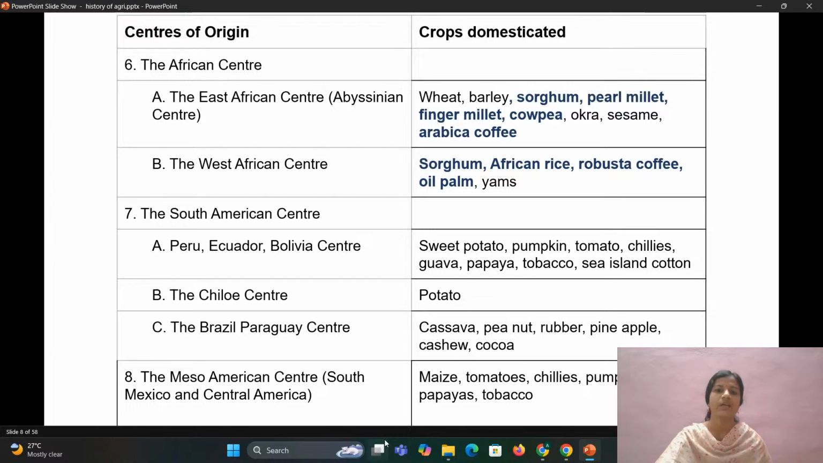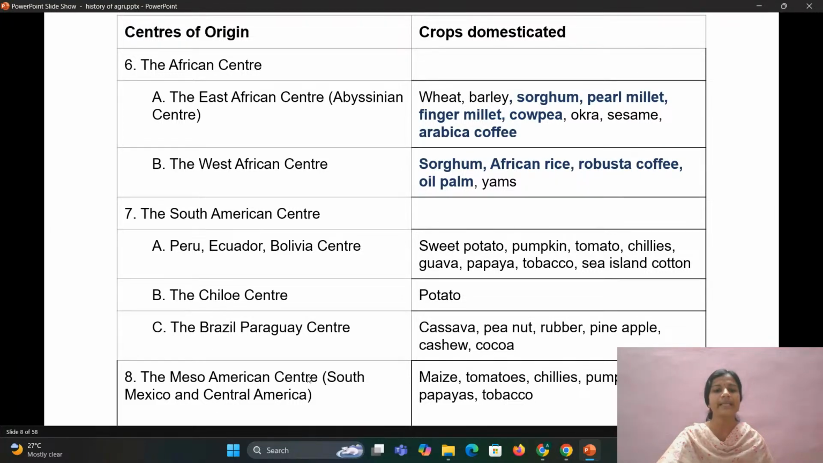Then maize, pumpkins, all these are not indigenous to our region, that is India, but have come from the American region. Sweet potato, pumpkin, tomato, chilies, guava, papaya, tobacco, and sea island cotton were first domesticated in the Peru, Ecuador, Bolivia center. At least you have to know these crops are of South American origin. And potato, the center of origin is believed to be Chile. Whereas cassava, groundnut or peanut, rubber, pineapple, cashew, all these came from the Brazil, Paraguay region.